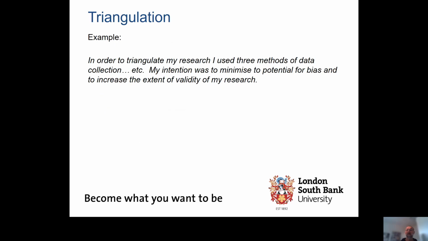And here's an example, again, of the sort of language you might use. In order to triangulate my research, I used three methods of data collection, etc. You go on and discuss that. My intention was to minimize the potential for bias and to increase the extent of validity in my research. Again, this is something you would discuss in the discussion section.